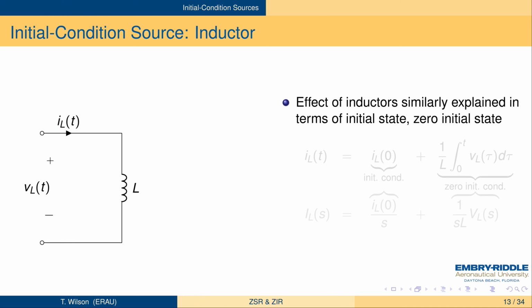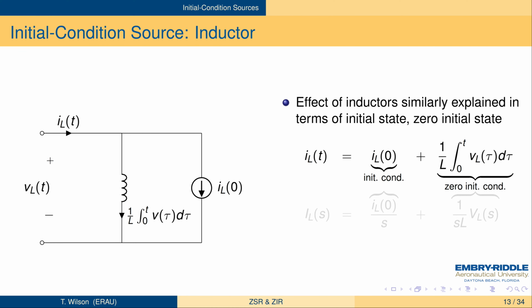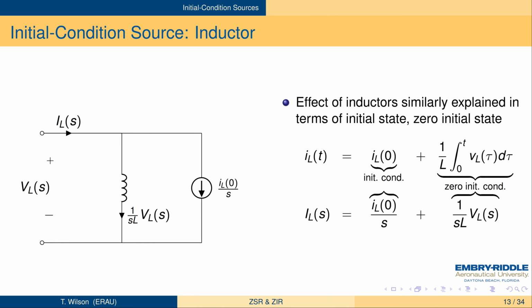We'll have the same situation with the inductor. We can think of the initial condition in the inductor, the current there, corresponding to a source of strength I sub L of 0. This is in the time domain. And then the current through the inductor part, the coil part, is determined by the integral from 0 to t of v sub L of tau d tau divided by L. When you take that to the Laplace domain, you get again an initial condition current, I L of 0 over S, and now you get the impedance SL dividing V L of S to give the current component due to no initial conditions.